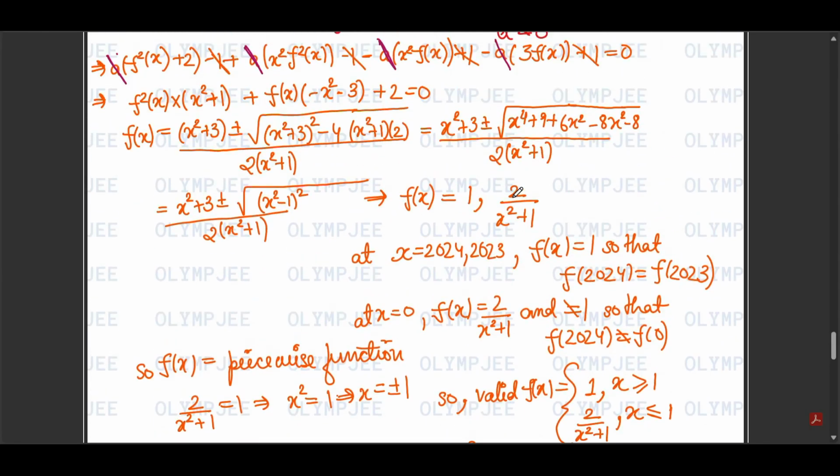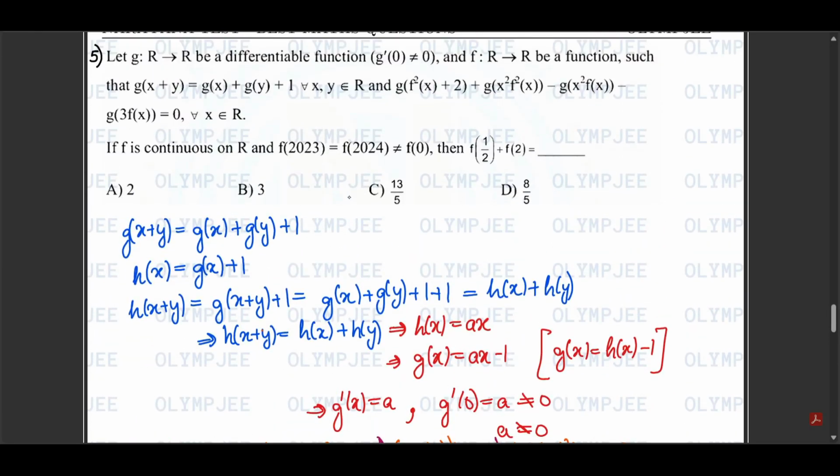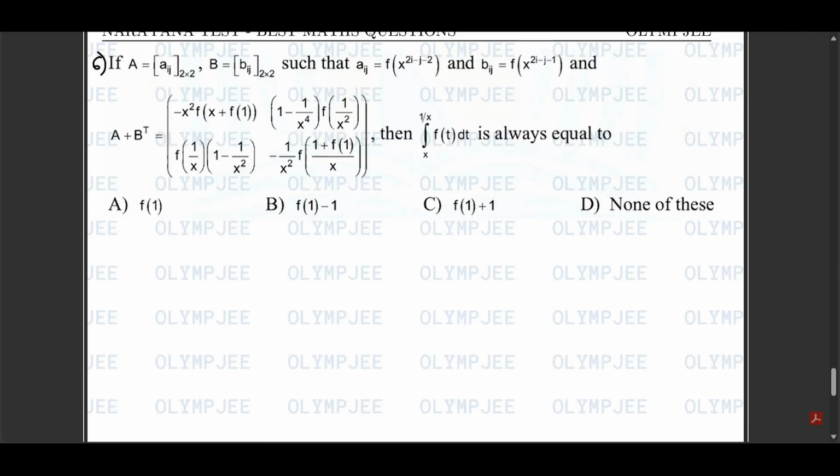Okay. So the answer will be 13 by 5, which is option C. The next question says that if A is a 2 by 2 matrix with terms named as Aij and B is a 2 by 2 matrix with Bij as its elements, such that Aij is given by f of x raised to the power 2i minus j minus 2 and Bij is given as this, and A plus B transpose is given as this, then we have to find this integral in terms of f of 1, right?